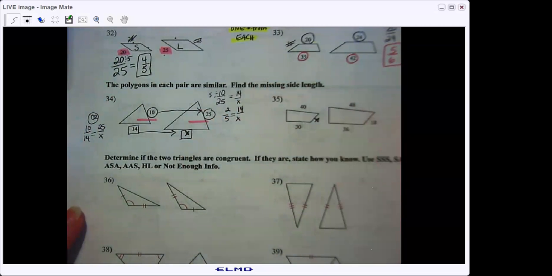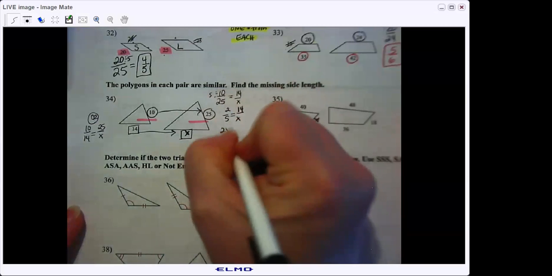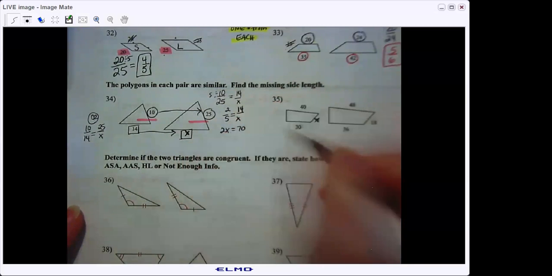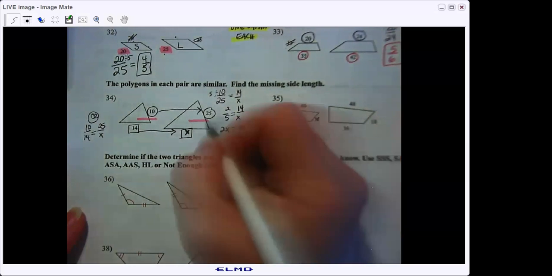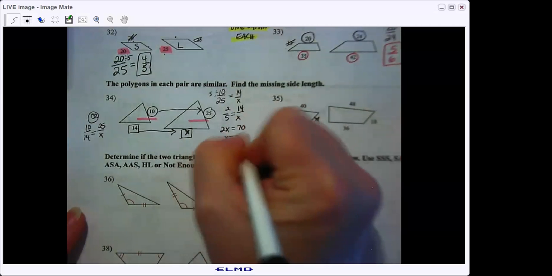So now if I cross multiply, I would have 2x is equal to 70. And then dividing both sides by 2, we have x equals 35.